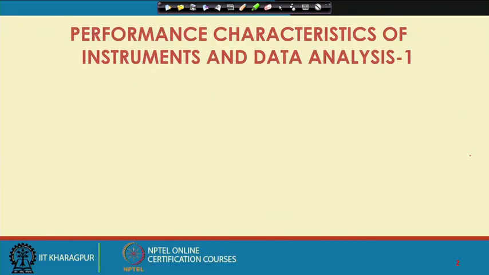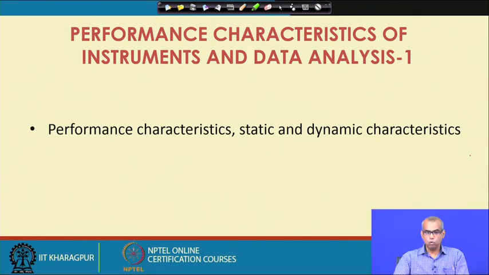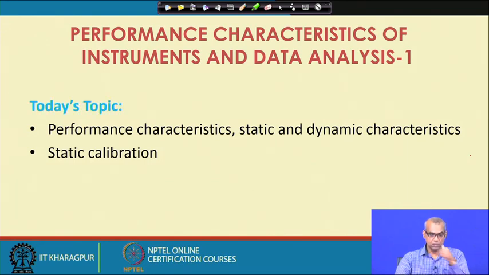So, what do you mean by performance characteristics? Today's topic will be the performance characteristics. What are they? Actually, there are two types, static characteristics and dynamic characteristics. So, we will talk about what the static characteristics are, what the dynamic characteristics are, we will identify them, and we will talk about something called static calibration.